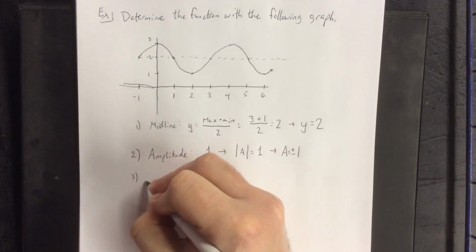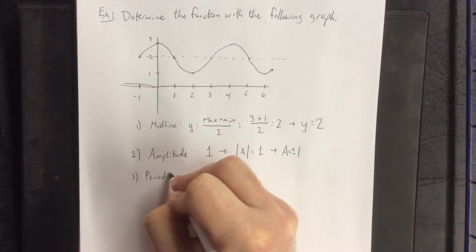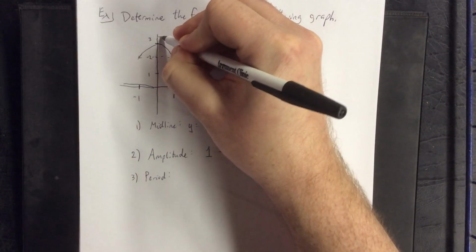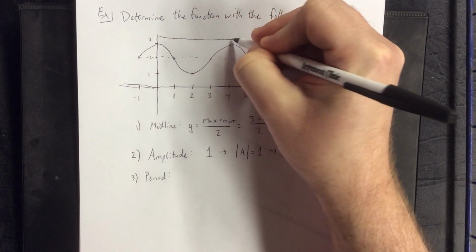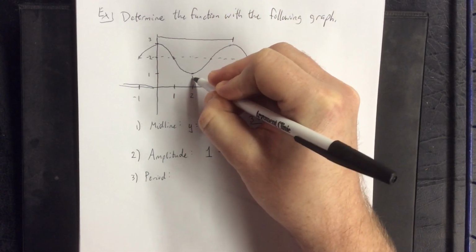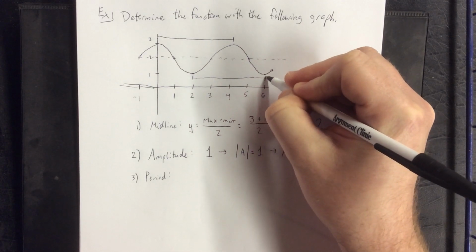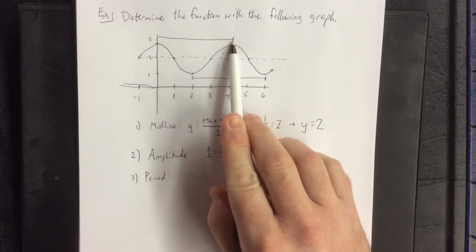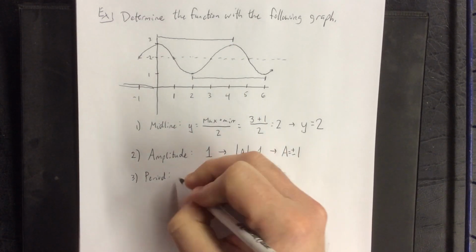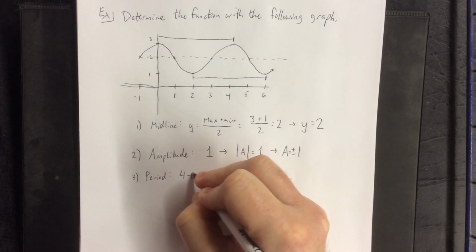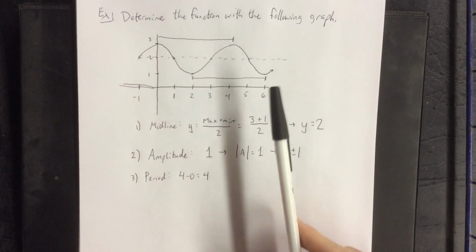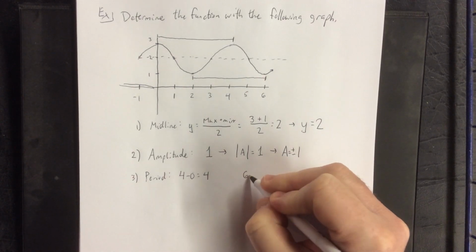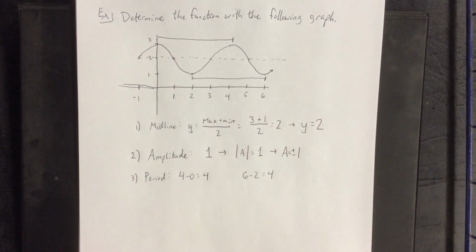For the period, period is the horizontal distance from a maximum to a maximum, or from a minimum to a minimum. I'm going to recommend that you go with maximum to maximum on this one because the function starts with a maximum, meaning that x equals 0 can be our start. The end of our period will be 4. Lets us know that the period is going to be 4 minus 0, or simply 4. If you did want to go minimum to minimum, the period starts at 2 and ends at 6. That would be 6 minus 2, which again would be 4.